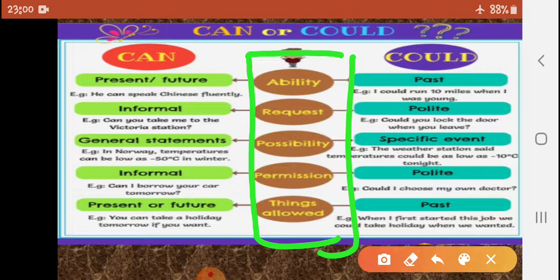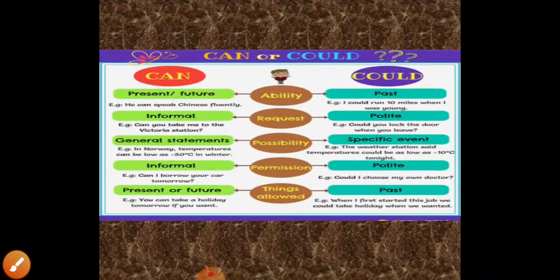Things allowed means when we talk about the things allowed in present or future tense we use can, and when we give permission, we allow things in past tense, we use could. For example, you can take a holiday tomorrow if you want. This is tomorrow, meaning future we are talking about. When I first started this job we could take holiday when we wanted. This is past. This 'when we wanted' clearly tells us that we are talking about past, so we are using could. Hope now it will be very clear to you.